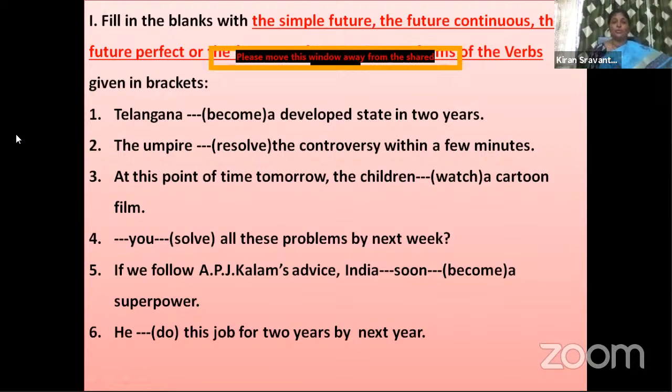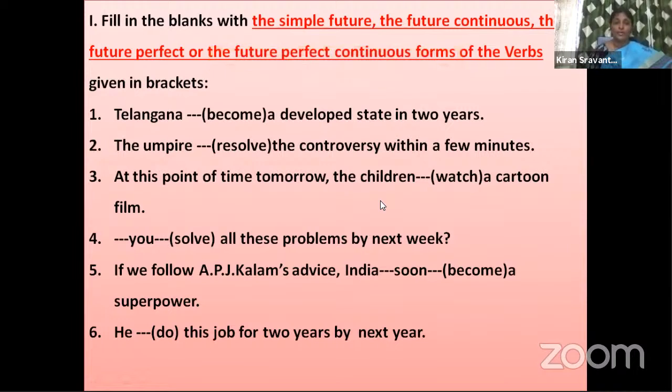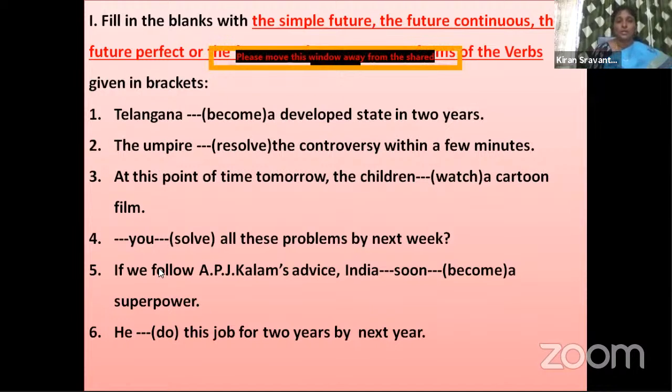Then coming to the fourth one, by next week. Then future perfect. Will you have solved all these problems by next week? So after by, we have the reference to time. So the time expression is there. So will you have solved all these problems by next week? Then coming to the fifth one, if we follow APJ Kalam's advice, India will soon become a superpower. See, this is the if conditional clause that we will see a little later in the next slides. So if we follow APJ Kalam's advice, India will soon become a superpower.